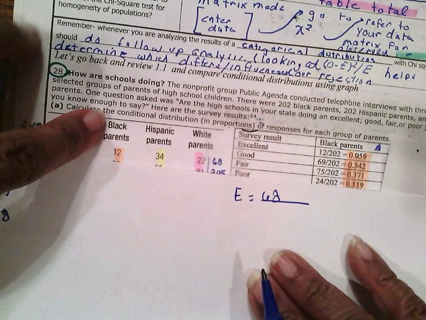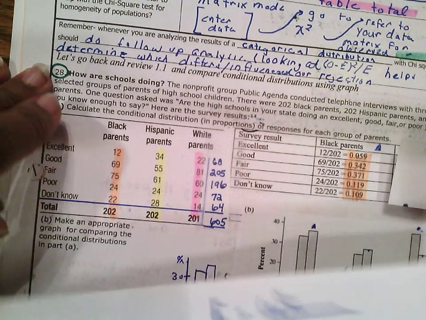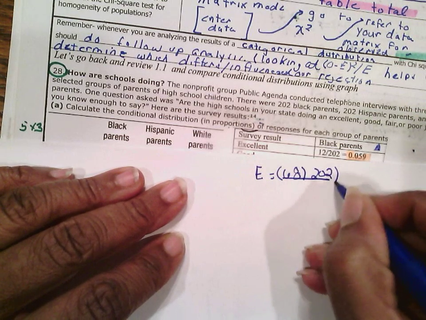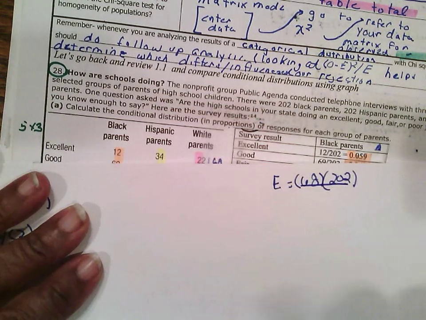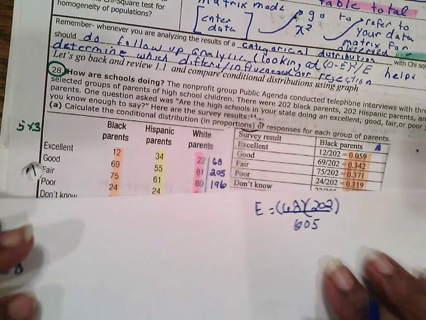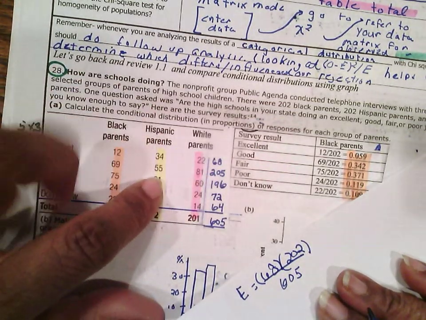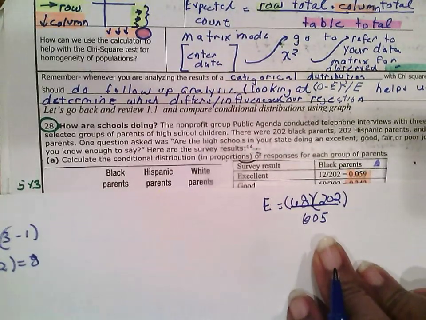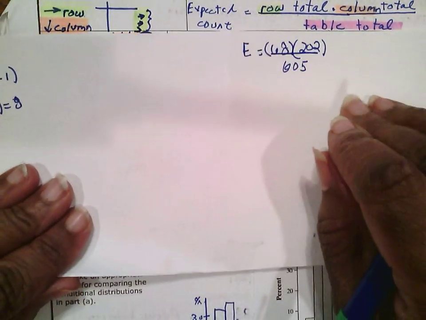The column total, again, I'm looking at Black parents, is going to be, okay, your column total, which is 202, and then divided by the grand total, which is 605. And if your thoughts are, yes, this is a pain, you've got to do that for all 15 of these. But yes, there will be a shortcut, which I obviously will discuss with you. But this is how you find the expected count.